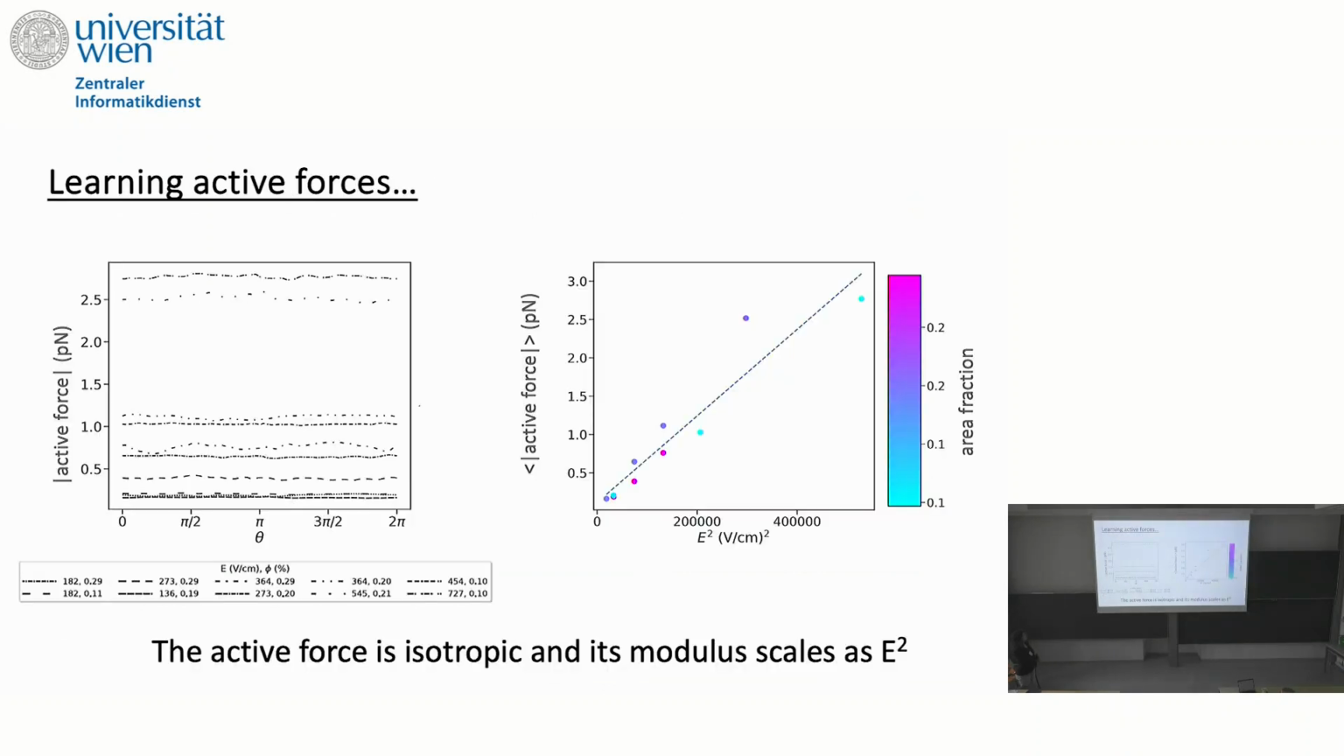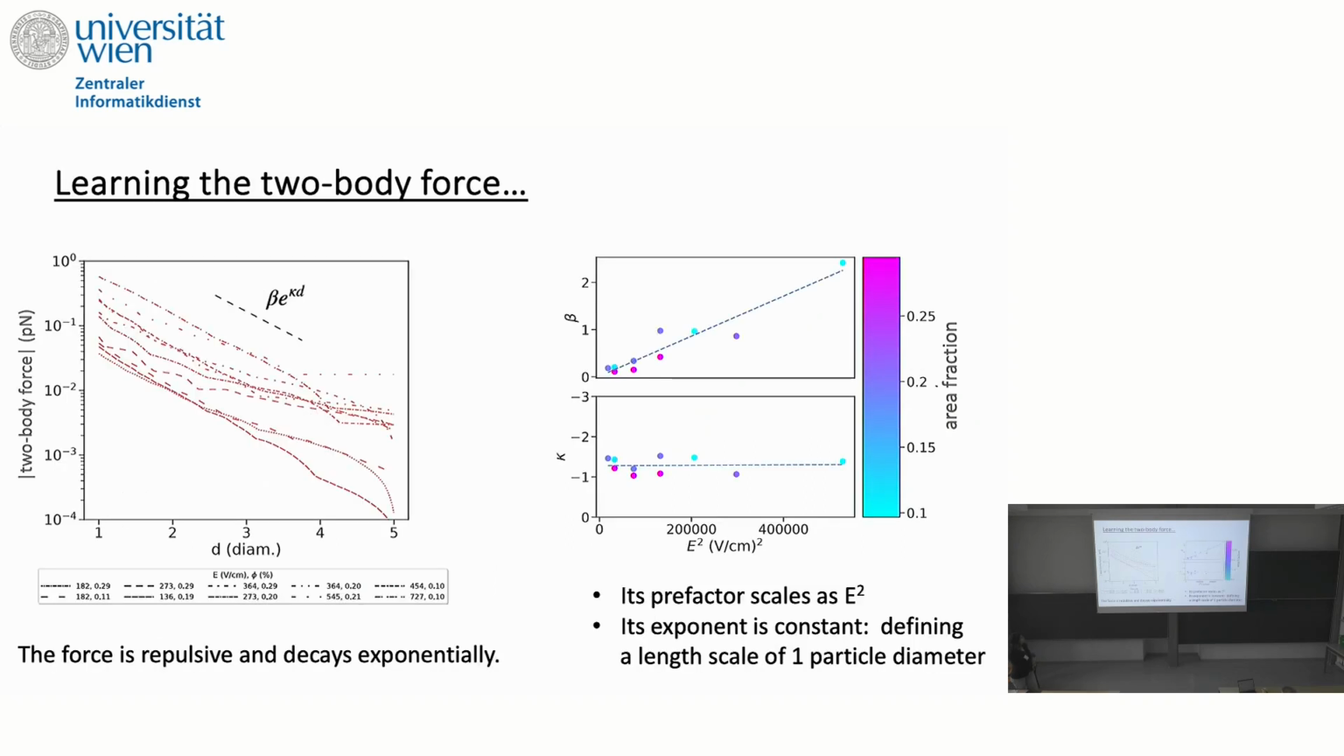We used ActiveNet to learn active forces. Each line here corresponds to different electric field amplitudes and particle concentrations. The largest forces correspond to the largest electric field and the lowest concentration. And our numerical estimations corresponded to Dirk's experimental estimations of the active forces. Then we also proved that the active force was scaling with the field amplitude square, as already suggested yesterday by Daniela. And we learned the two-body forces.